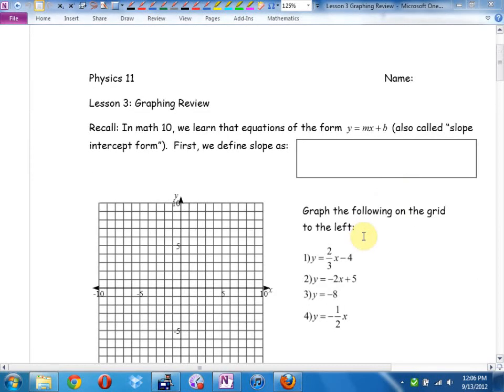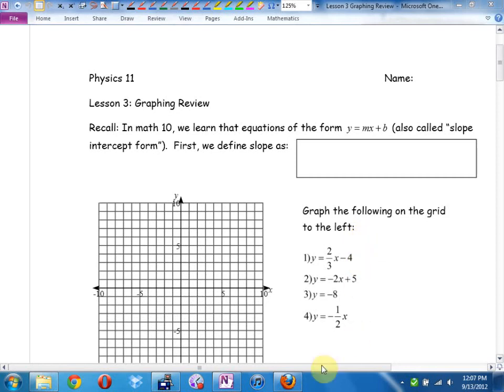So let's continue. I've called this Lesson 3 Graphing Review. For most of you, this will be review. For some of you, this may be brand new, or if you've been in a different math stream, or if you're in grade 12 and you haven't done this for a while, it may be, oh, I saw this once, but I've forgotten. So here we go.